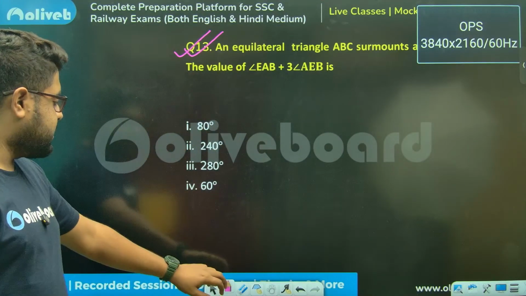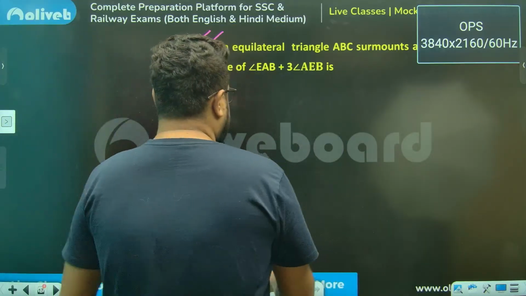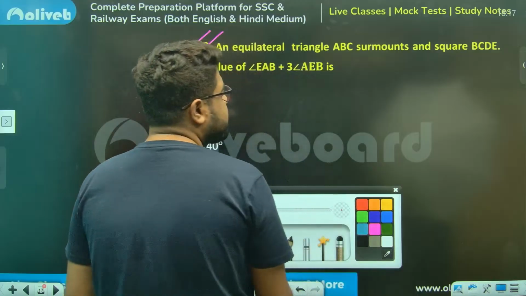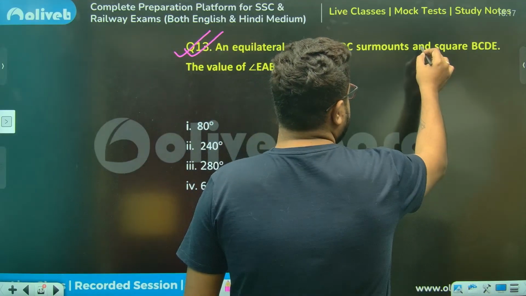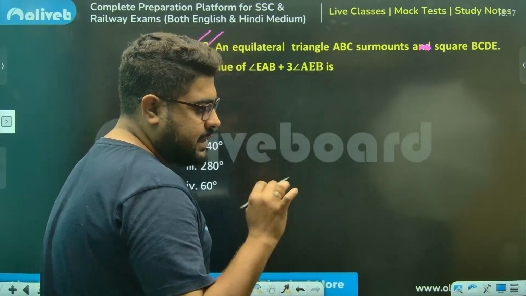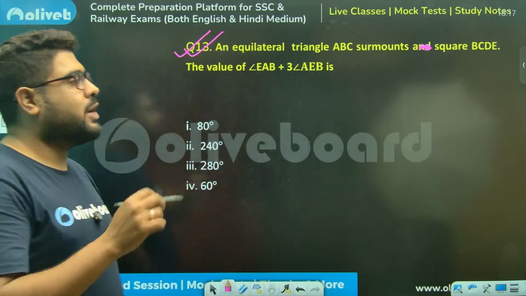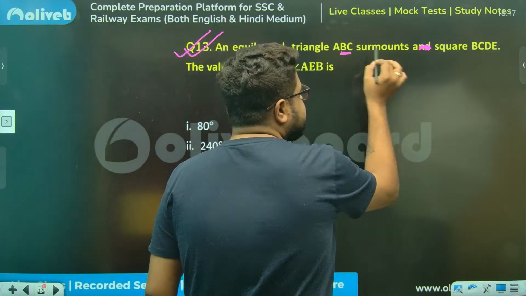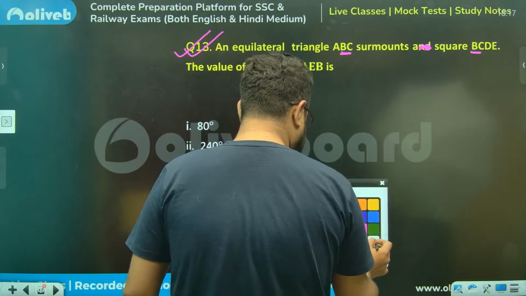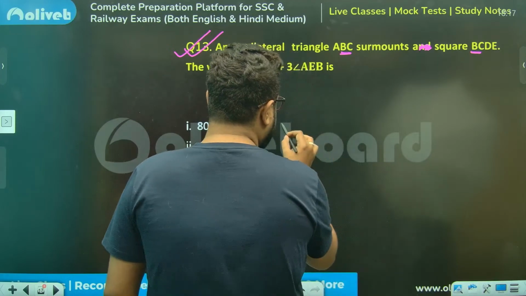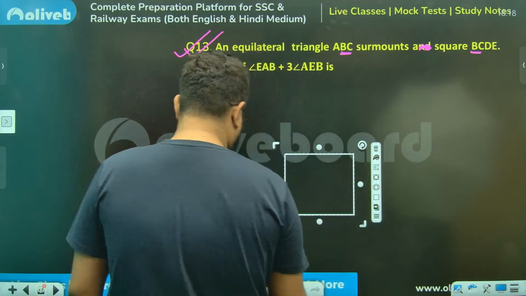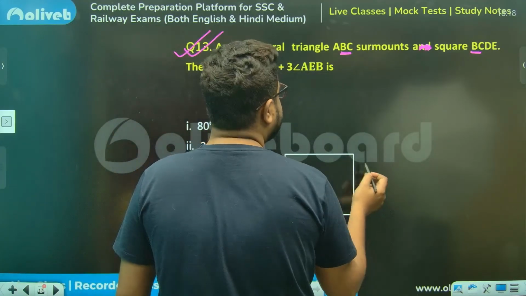Any answers, sir? An equilateral triangle ABC surmounts a square. No, sir, a square, this one, BCDE. Please understand, reading this you must notice that BC is the common side. So how will the diagram look? The diagram will look something like this.